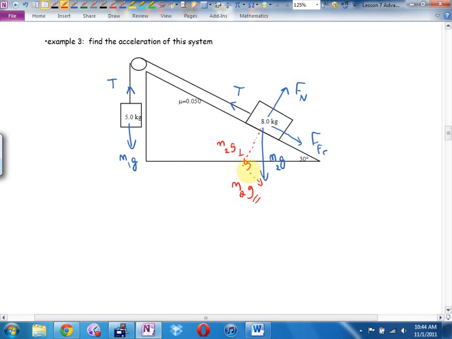You think these guys are winning? If this was winning, then friction would be pointing up the hill. I've decided to let this be the winner. I think this is pulling this up the hill. Even though that mass is bigger, I'm gambling that the friction and the slant isn't that big.